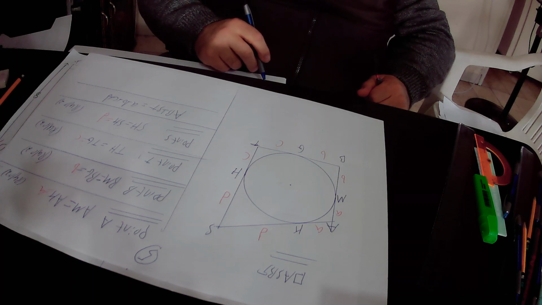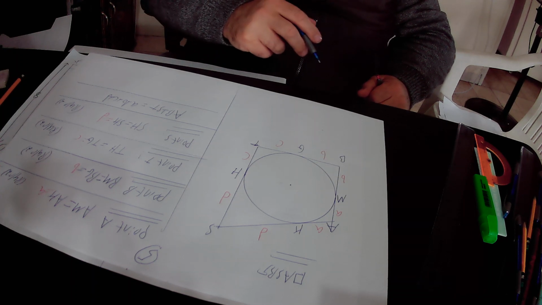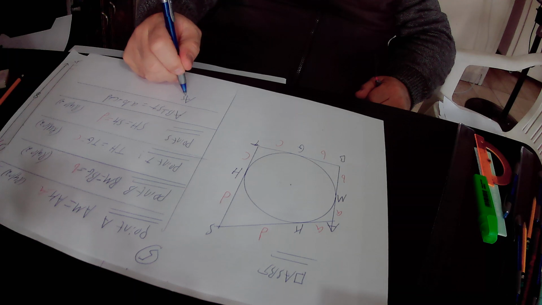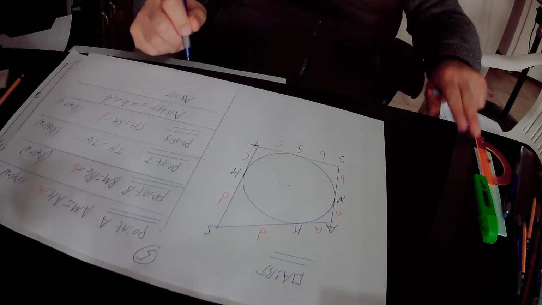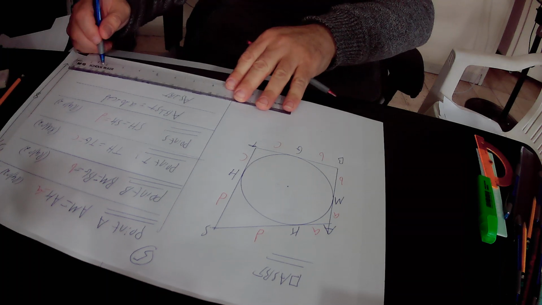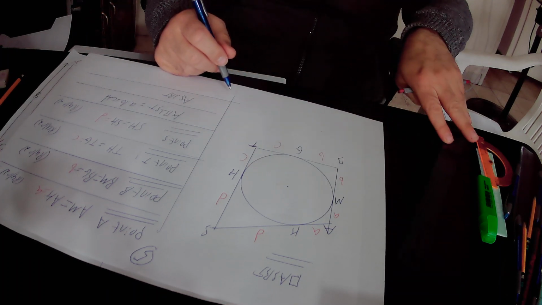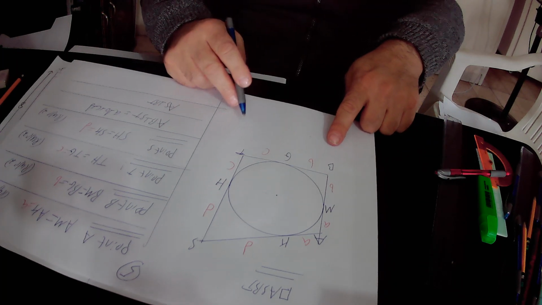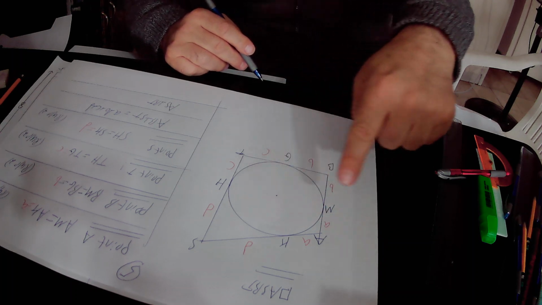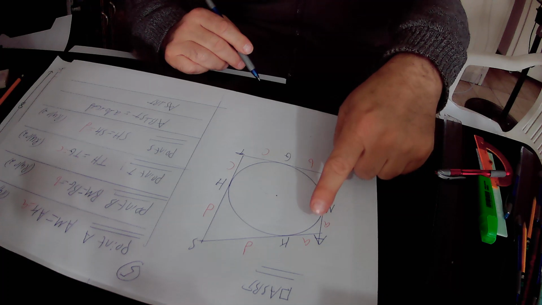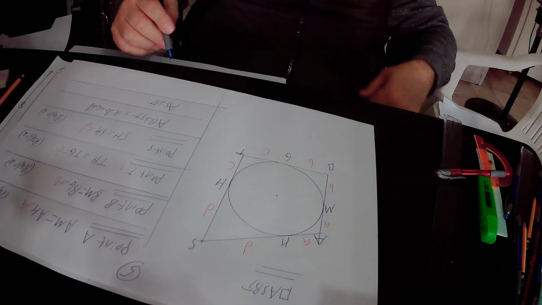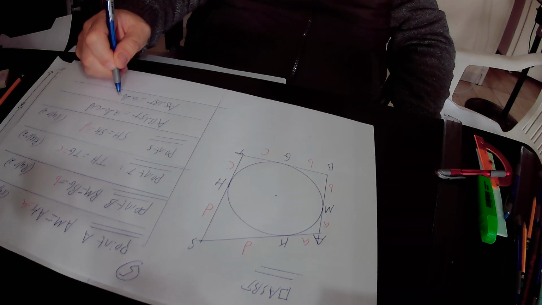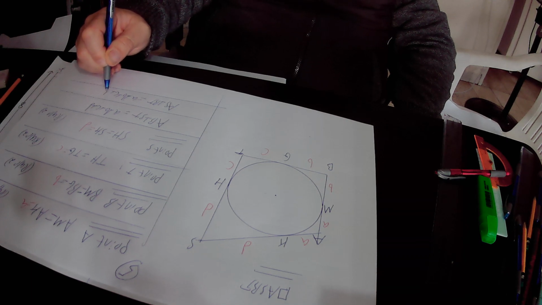In the next step, we'll add side AS to side BT. What is the value of AS plus BT? From the drawing, it is very easy to see that AS plus BT in total equals A plus B plus C plus D. Again, AS plus BT equals A plus B plus C plus D.